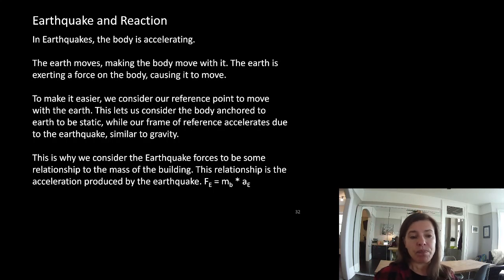So we think about it as a percentage of gravity acceleration causing a lateral acceleration. We draw it as if we have kind of a static situation happening, even though it's not. This is why we consider the earthquake forces to be some relationship to the mass of the building. This relationship is the acceleration produced by the earthquake. So we have the acceleration due to the earthquake that we multiply by our mass to get the force the earthquake causes on the object.